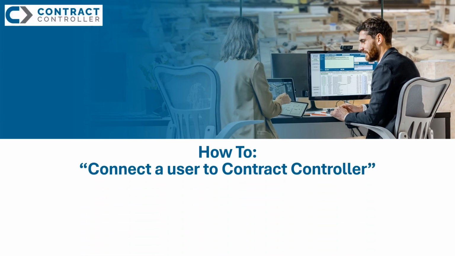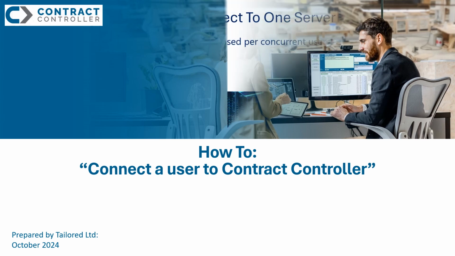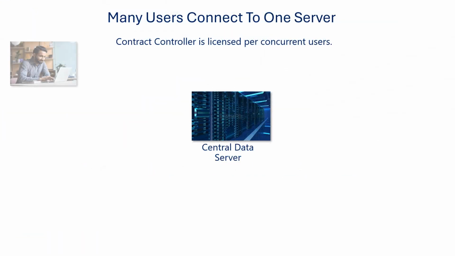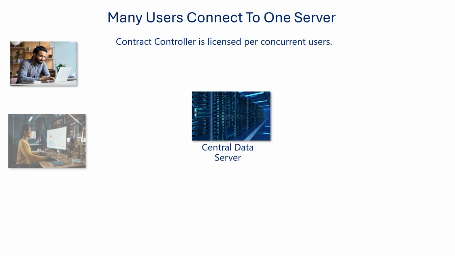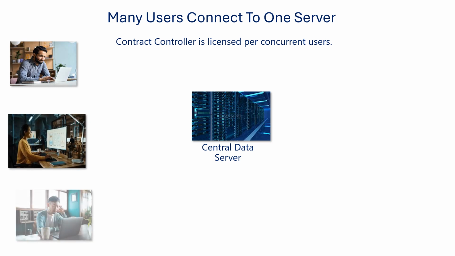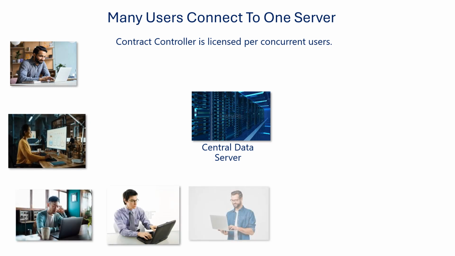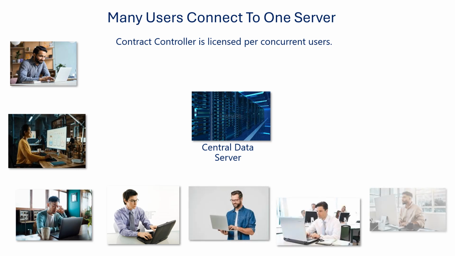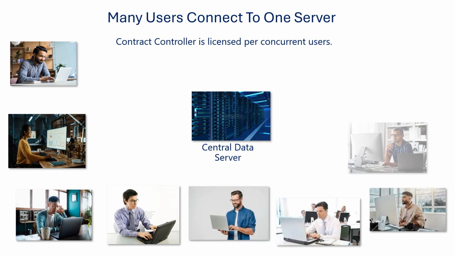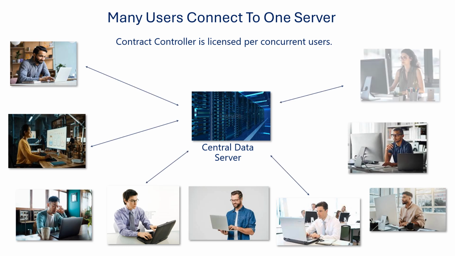Hello, this short video will explain how to enable a user to connect to Contract Controller from their PC. Firstly, we will explain that Contract Controller is licensed per concurrent user. For example, if you had a 5-license system, the client access software may be installed on as many user PCs as required, but only the licensed number of users, in this case 5, could be connected at any one time.